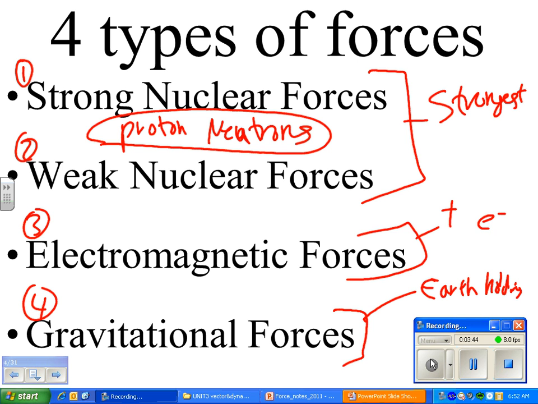So strong nuclear is the strongest. Weak nuclear is not quite as strong as that, but still very strong. The electromagnetic force is a little bit weaker than that, and the weakest force that we're going to talk about is the gravitational force. All these are different types of field forces, by the way.